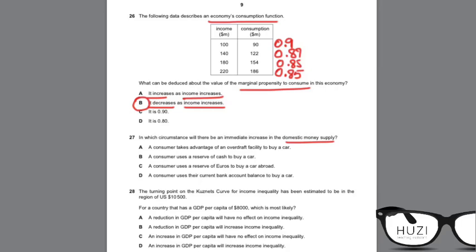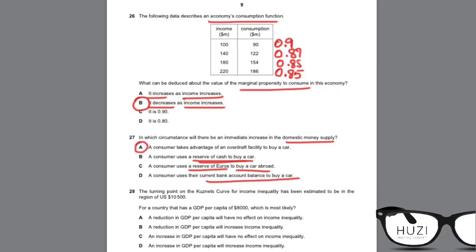Okay, so option A is likely to be an answer. Option B is use a reserve of cash to buy a car, so it's basically cash money exchanging hands and not really increasing. A reserve of euros to buy a car abroad should actually decrease the domestic money supply. And using their current account balance to buy a car is the same, they change hands. So I think A should be the answer.